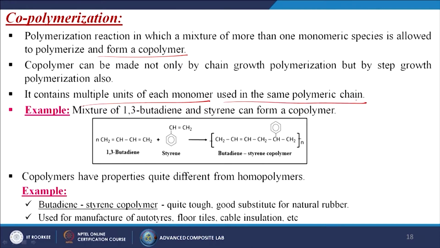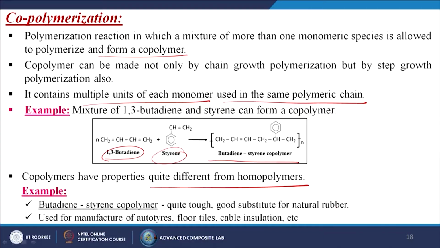What are the examples? A mixture of 1,3-butadiene and styrene can form a copolymer. So, 1,3-butadiene with styrene, under some conditions, makes the butadiene styrene copolymer. Copolymers have properties quite different from homopolymers. Butadiene styrene copolymer is quite tough and a good substitute for natural rubber. It is used for the manufacture of auto tires, floor tiles and cable insulation.